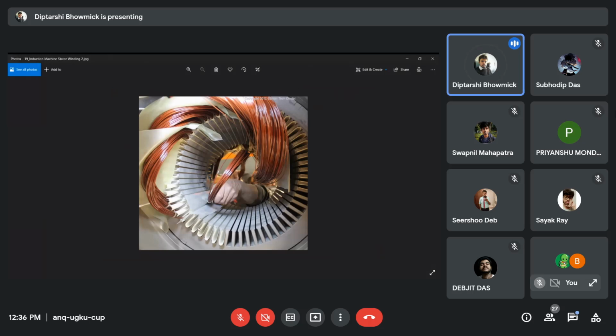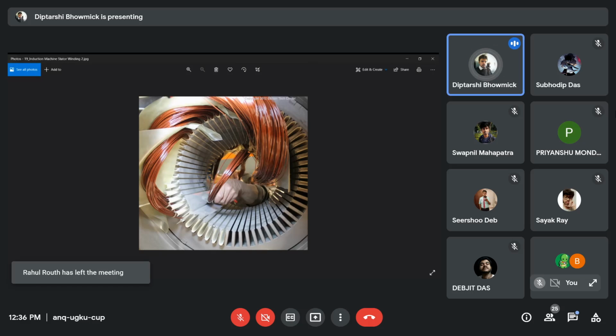Yeah, see, like this. This is the stator slot. This is an actual machine. A man is placing the winding inside the slot. So these are the slots. See that in every slot there is paper insulation.